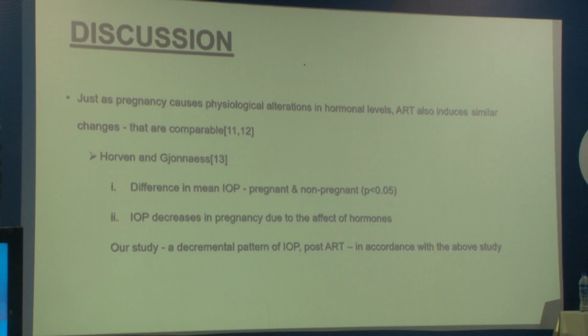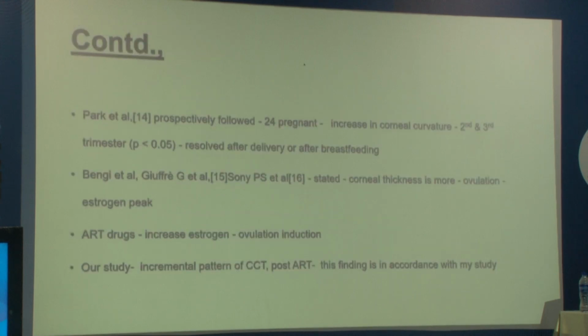Coming to discussion, just as pregnancy causes physiological alterations in hormone levels, ART also induces similar changes that are comparable. According to Hoven and Joyens, a difference in mean IOP was seen in pregnant and non-pregnant women, which was statistically significant. They stated that IOP decreases in pregnancy due to the effect of hormones, and this is in accordance with my study. According to Park et al., who followed 24 pregnant women, they observed that the central corneal thickness was increased around the second and third trimester, which resolved after delivery.